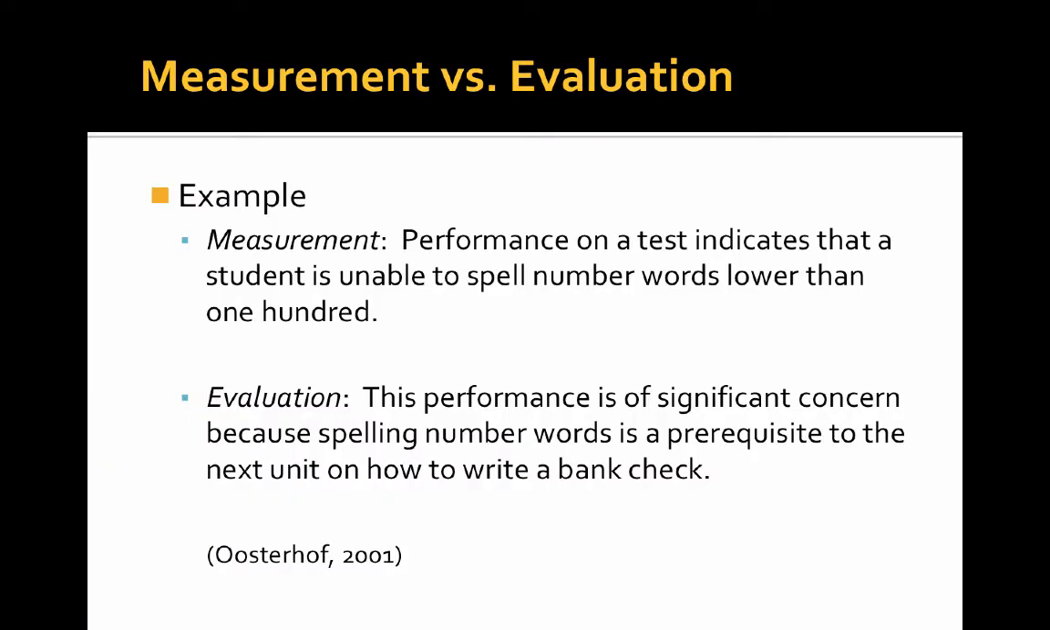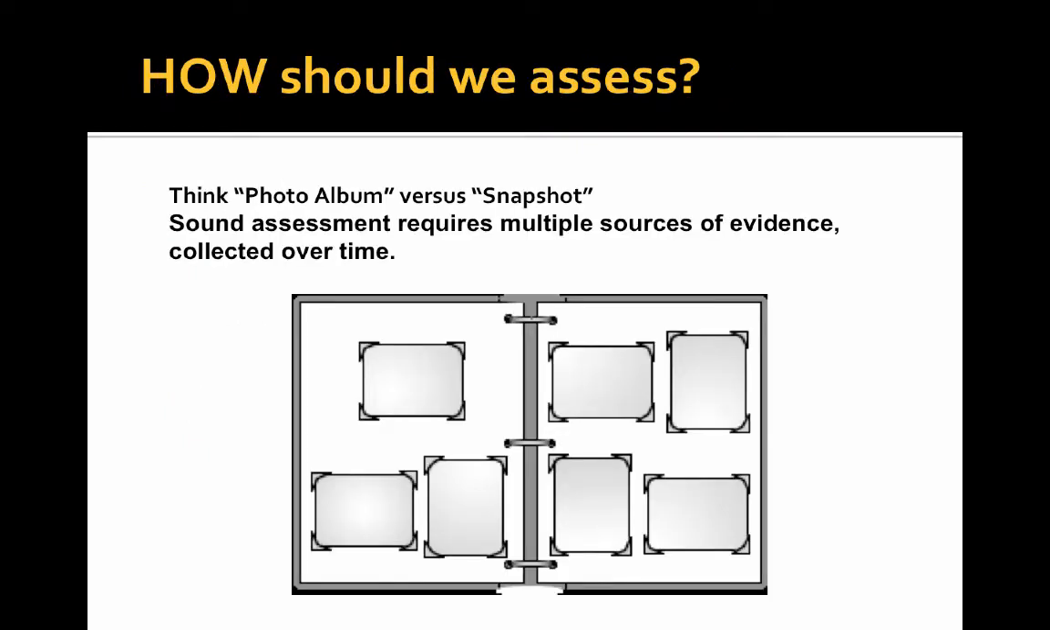So here's a fairly dated example, but performance on a test that indicated a student was unable to spell number words, that would be important if the child then had to learn how to write a bank check. So that's prerequisite knowledge. So that knowledge is important, hopefully.